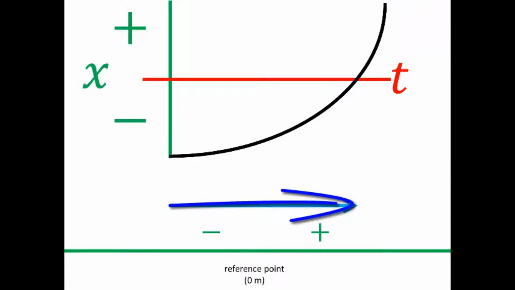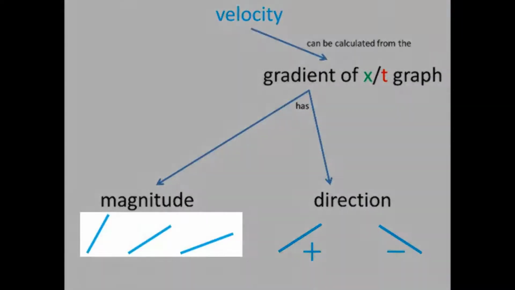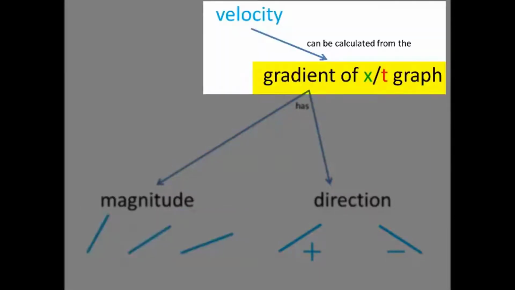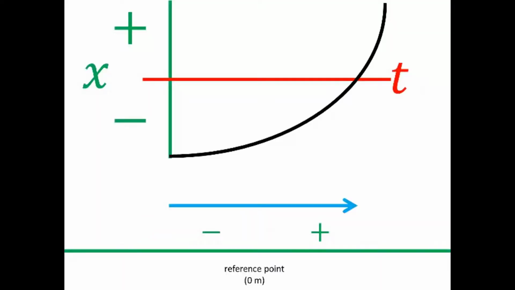In other words, he has to be heading positively. His velocity must be positive. And indeed, the slope of the graph is positive. Then let's look at how the slope, the gradient, changes. It starts off shallow. The gradient of an xt graph tells us velocity, so it starts off slow. And then the gradient becomes steeper and steeper. The velocity gets faster and faster.